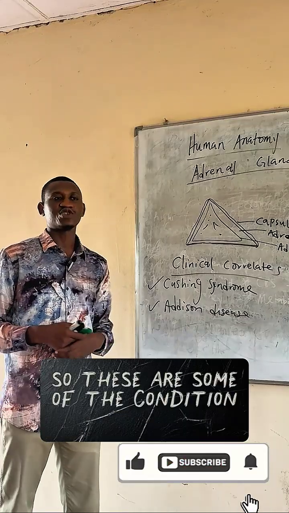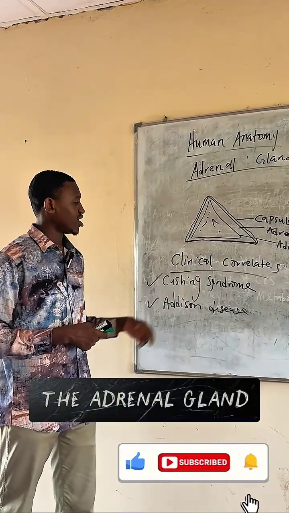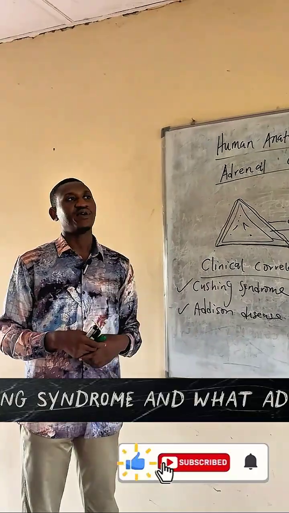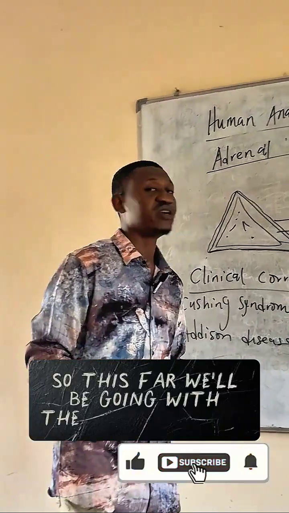So these are some of the conditions associated with the adrenal gland, Cushing syndrome and what? Addison disease. So this is how far we'll be going with the adrenal gland.